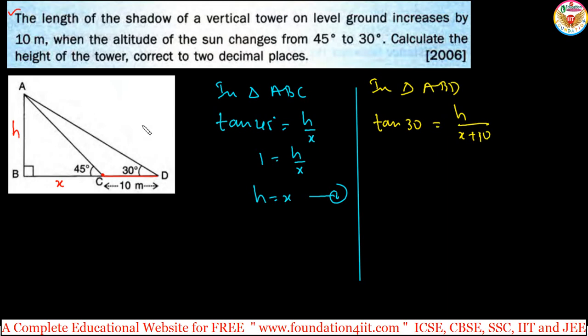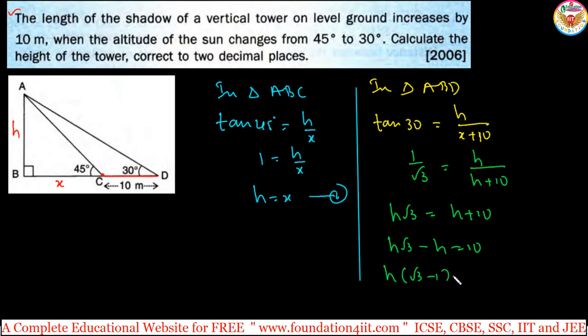Now we need to find out the h value. In the place of x, you can keep h, but tan 30 is 1 by root 3. h by, in the place of x, h you can take, h plus 10. Do the cross multiplication. h root 3 is equal to h plus 10. Take the h terms to one side: h root 3 minus h is equal to 10. Take h common: h times root 3 minus 1 is equal to 10. Then h is equal to 10 by root 3 minus 1.